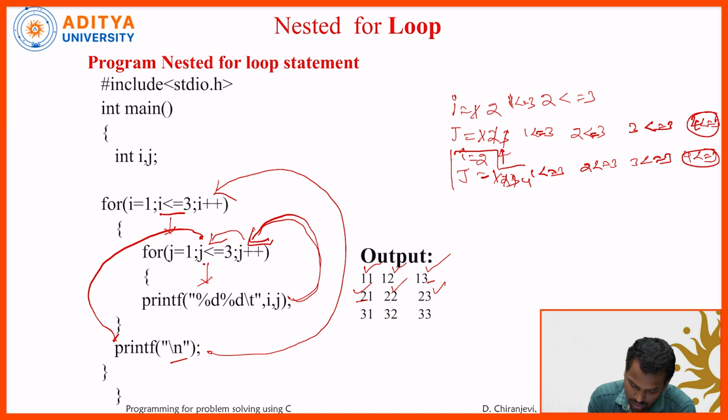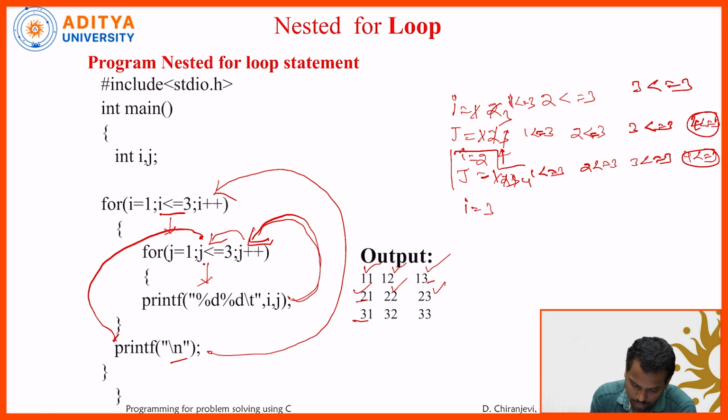If it is false, control will be transferred to outside the inner loop. Outside the inner loop the printf will be there, that is the \n escape sequence. So control will be transferred to the next line in the console. From here, after moving to the next line, control will be transferred to the outer loop i plus plus. Now the i value became 3. Now when the i value is 3, it will check 3 less than or equal to 3, so true.